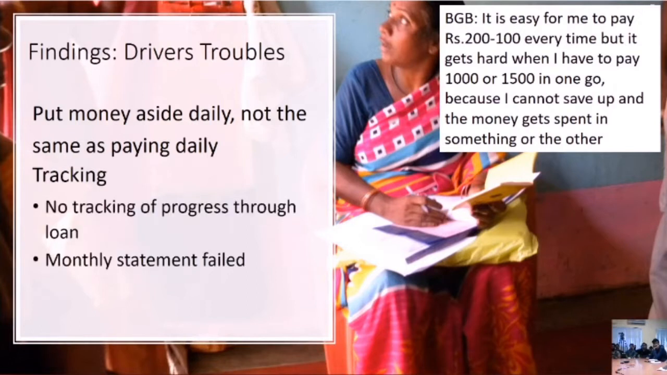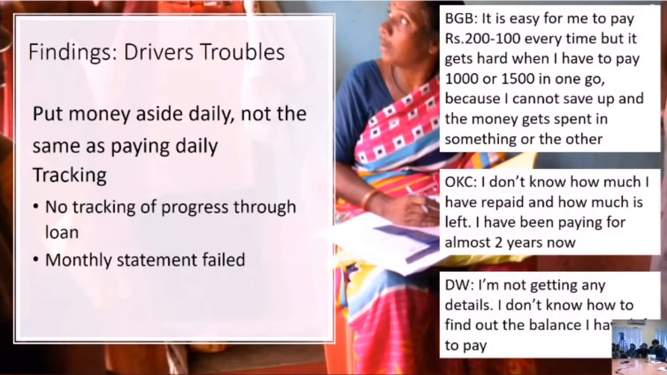In terms of tracking the loan, individual payments are well tracked through receipts and account books, such as the one you can see in this picture. But there's no tracking of their progress through their loan. Drivers don't know how much they paid off of their loan. I don't know how much I've repaid or how much is left. I've been paying for 2 years now. Or one of the driver's wives: I'm not getting any details. I don't know how to find out the balance I have left to pay. And they didn't know how the money had been allocated between the buckets either.